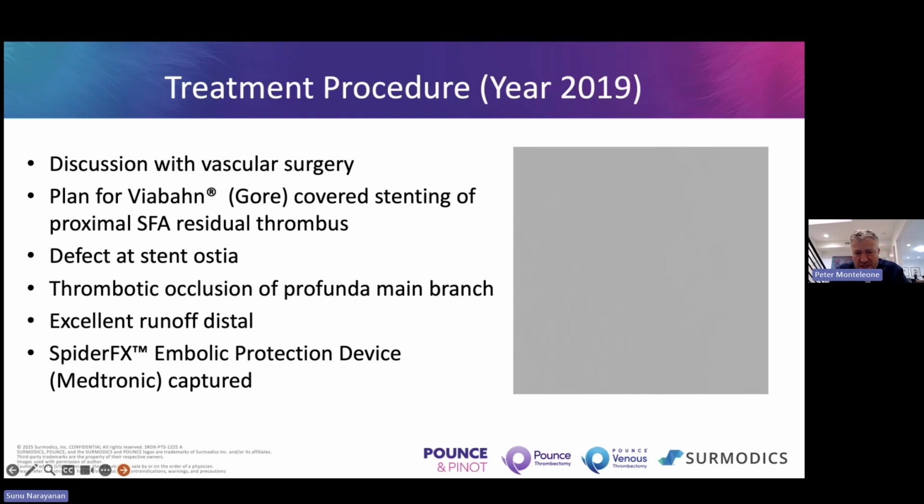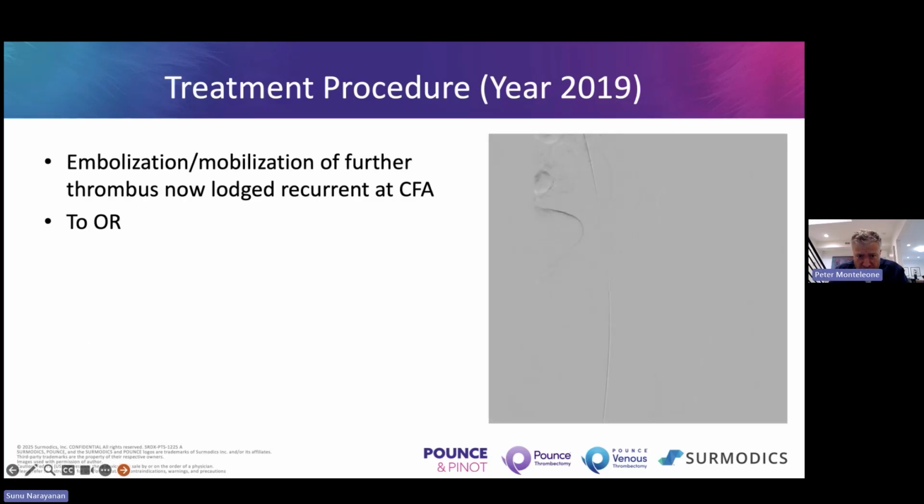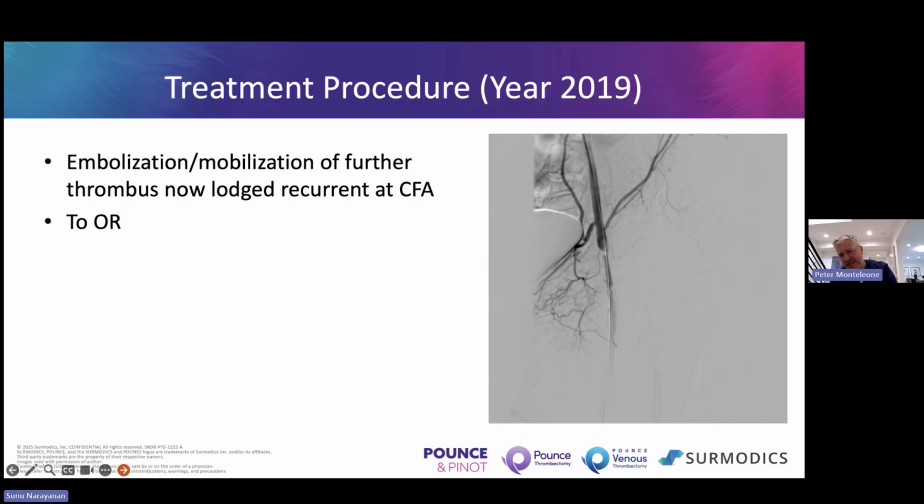We were trying our best to avoid stent jailing the profunda with a covered stent. The profunda was partially gone. We had good runoff. We captured our Spider EPD, and when we captured our Spider EPD, go to the next slide. We lost flow again. So all of a sudden it just looked terrible again. We had acute pain again, and now we just have a Viabahn stent sitting there.